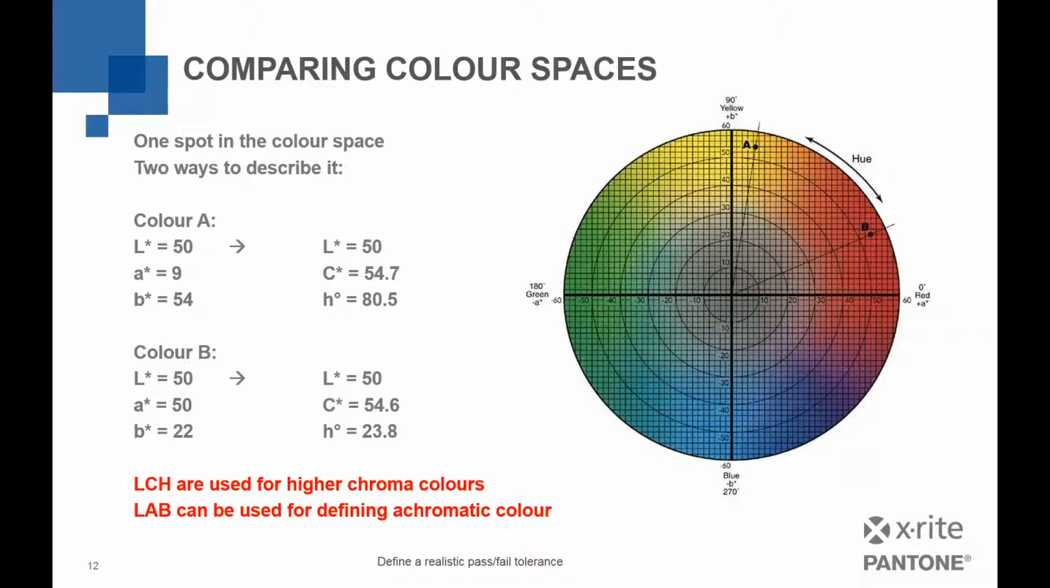And similarly for point B, the L star is common to both of these descriptions. We have an A star of 50, again, in this case, very red. We have a C of 54.6, so a similar strength of color as point A, although we're talking red here rather than yellow. And the B star is 22, and also the hue angle of 23.8, which means it's much closer to that red axis. So we can use LCH for high chroma colors, and LAB can be used for more achromatic colors.